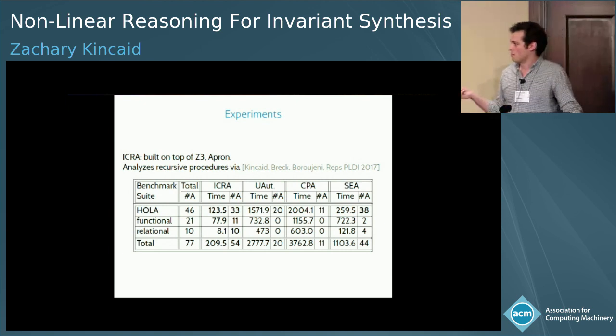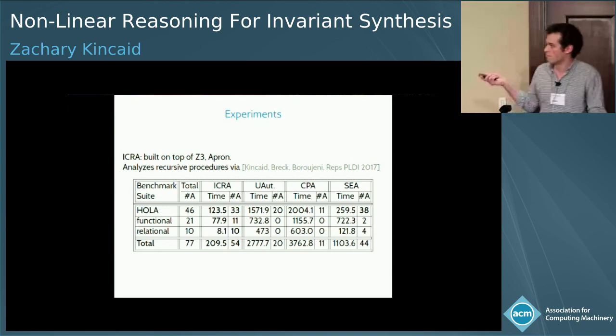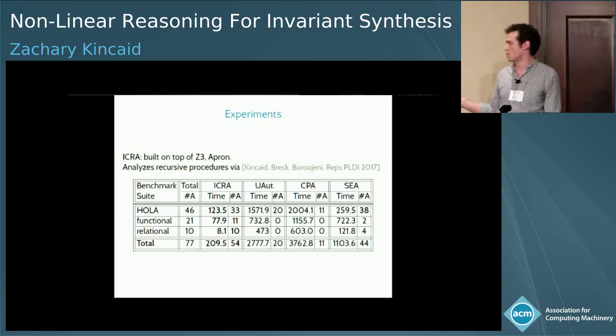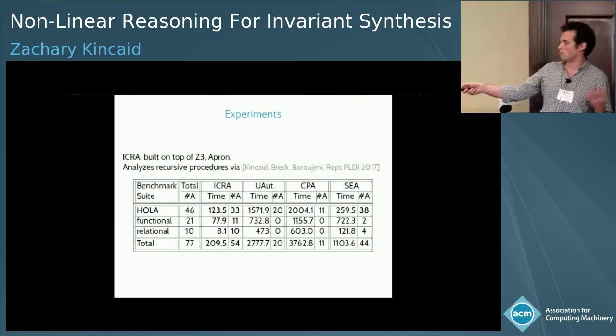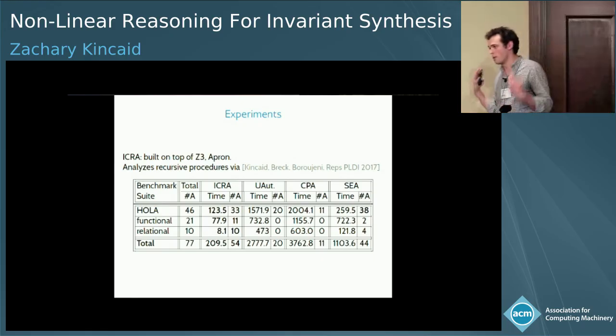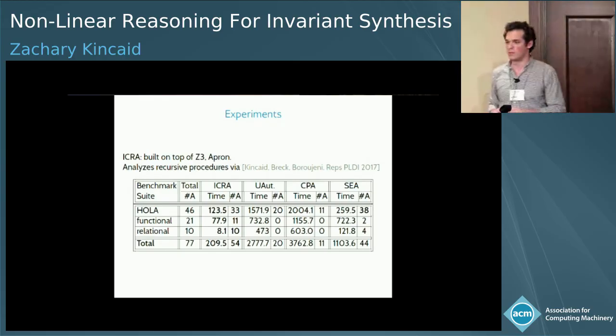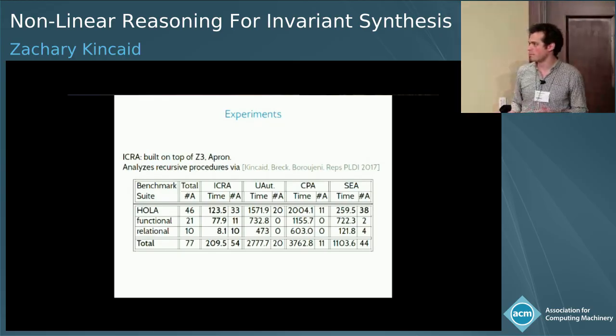And we can see that ICRA performs admirably well. It's quite a bit faster than the other tools. It can prove more assertions, except in the linear category, but it's still very competitive in the linear category. And that's pretty impressive considering that ICRA is sort of just an invariant generator. It does not perform any abstraction refinement, which is kind of the backbone for these other software model checking tools.